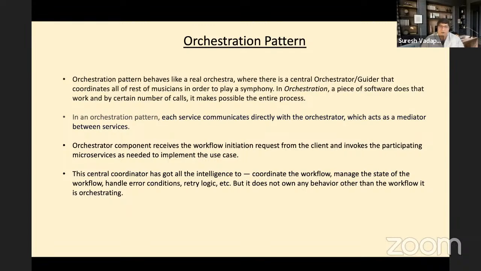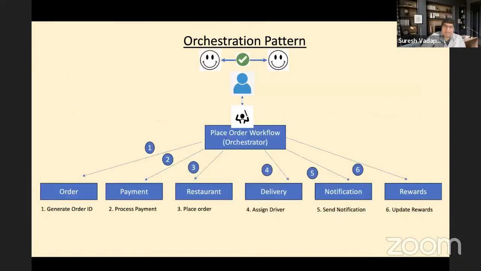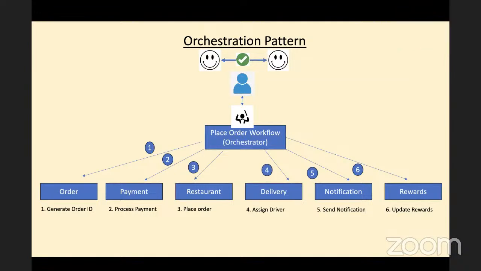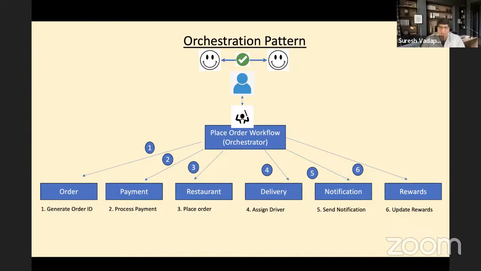This central coordinator has got all the intelligence. If you look, this person has all the intelligence on where to go, what to call, how to stitch these things together, and when to return. Okay, so let's see one example here. In the orchestration pattern, we are going to take a happy path here, and then we'll also talk about what if something fails.